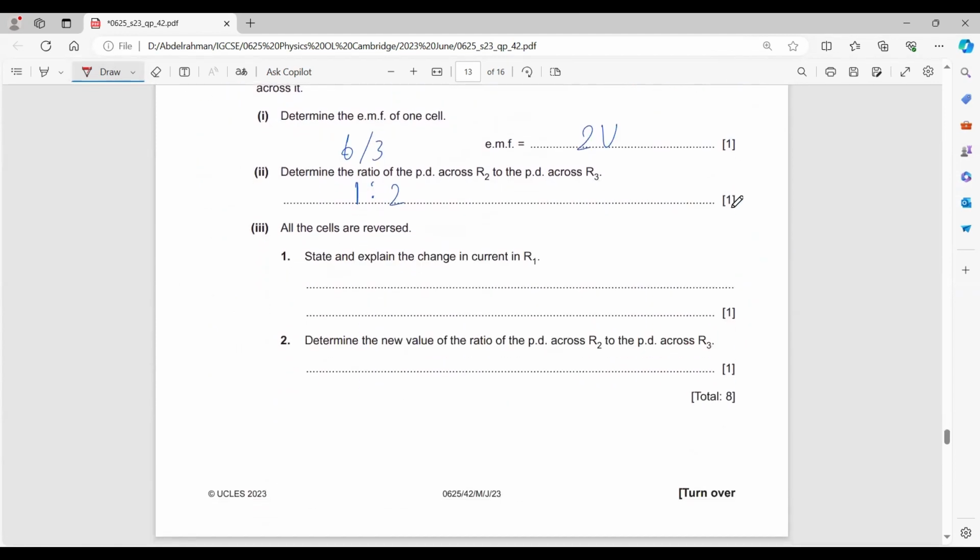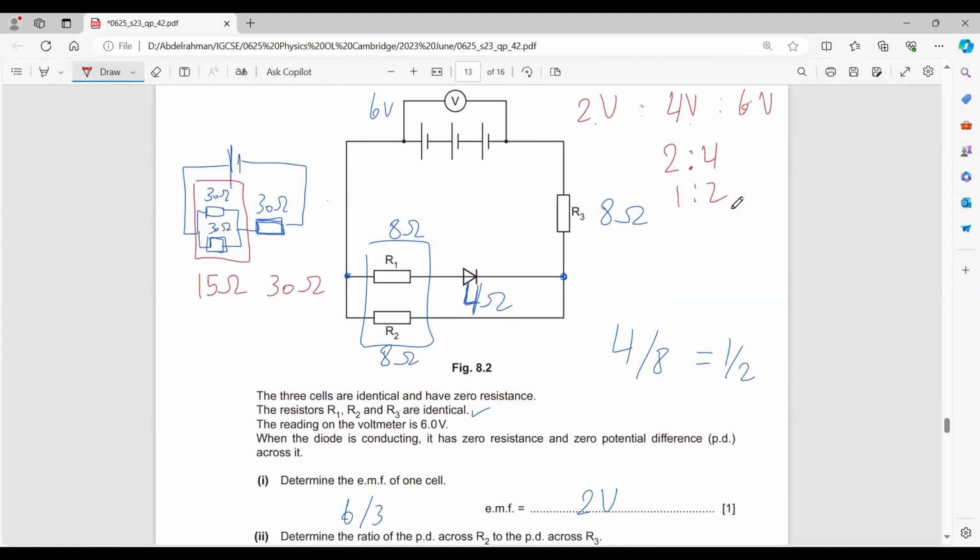Now all of the cells are reversed. State and explain the change in current in R1. If the cells are reversed, what will happen to the current in R1? Wait, how is it reversed? R1 is the one above. If I reverse the batteries, they will be this way. Oh, so it's reversing. Okay, I got it.